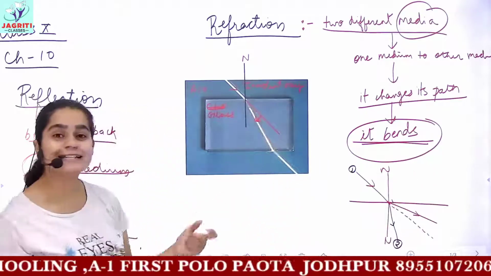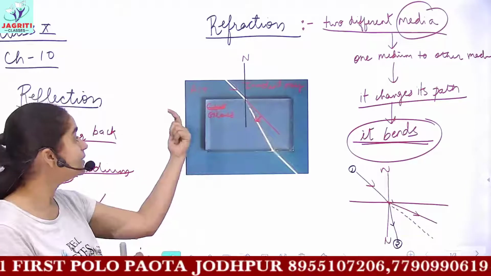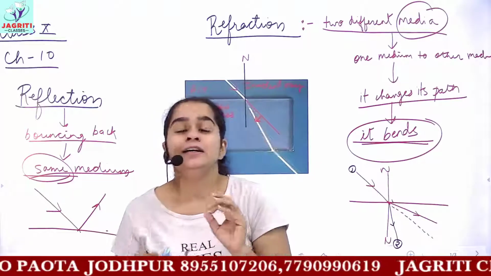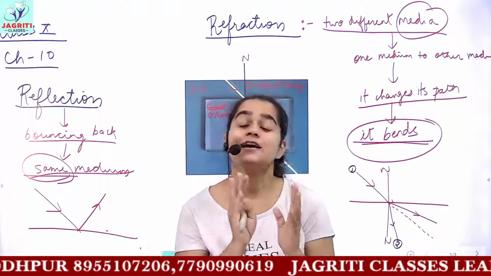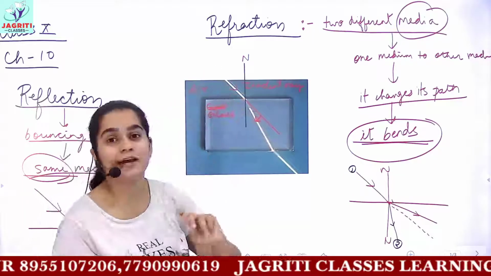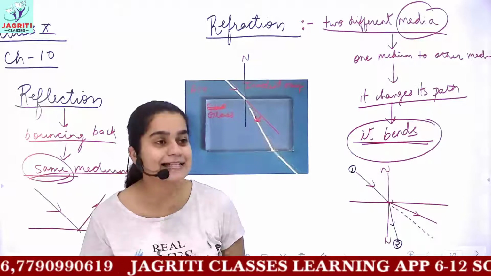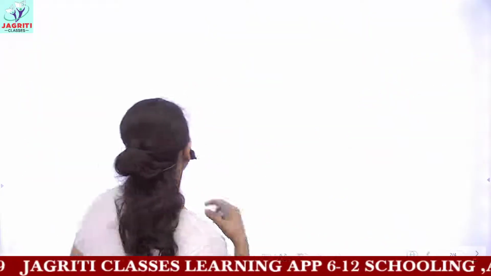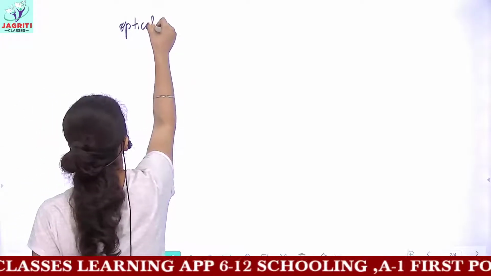So for understanding the different conditions, that when it will bend towards the normal and when it will go away from the normal, you have to understand one important parameter, which is optical density. And accordingly, we'll classify both these mediums. One would be optically denser and the other one would be less dense, which is also referred to as rarer medium. So let's start. You have a term, optical density.